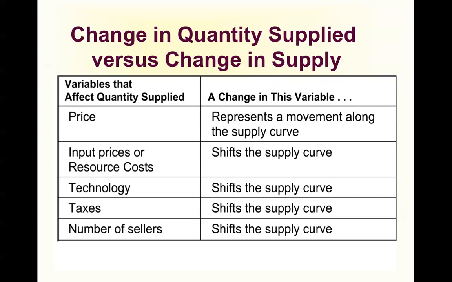Technology. Better technology makes more of the product. Supply shifts to the right. Lesser technology, less of the product made. Supply shifts to the left. Taxes. If there's an increase in taxes on the product to the producer, supply shifts left. Decrease in taxes, producers can sell more, supply shifts right.